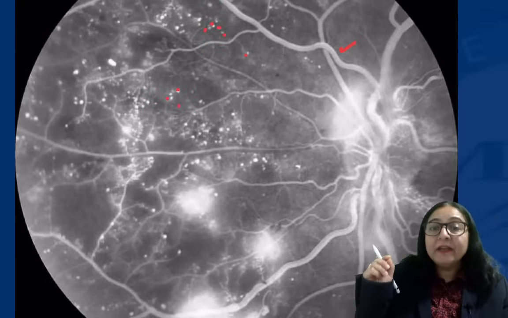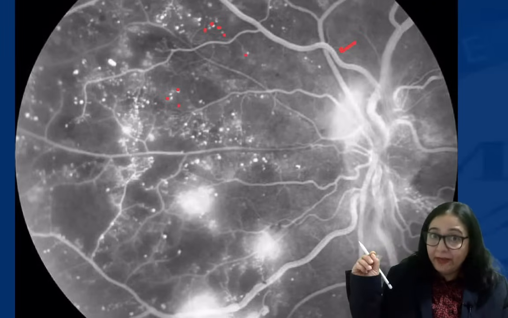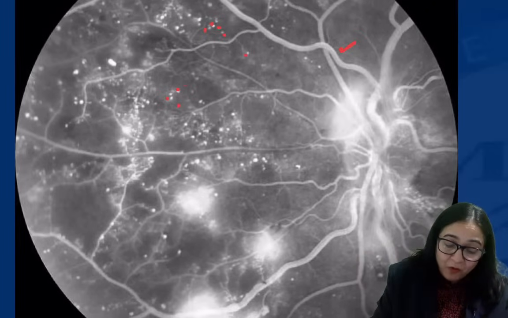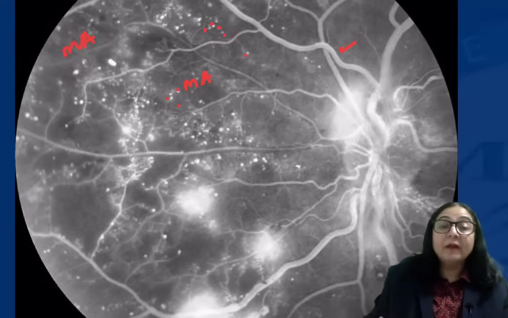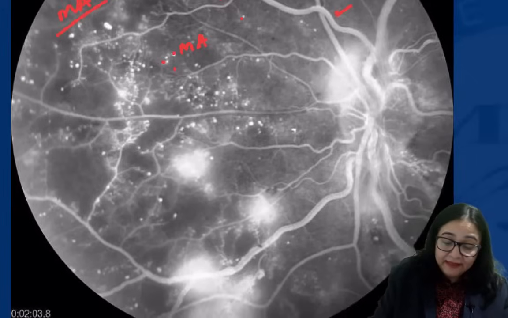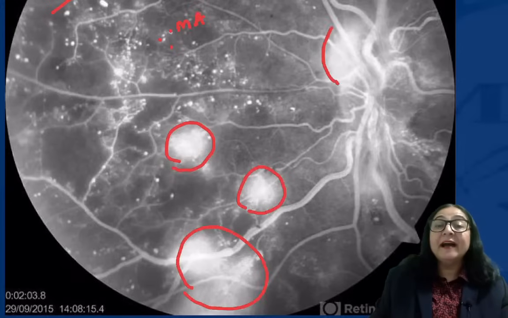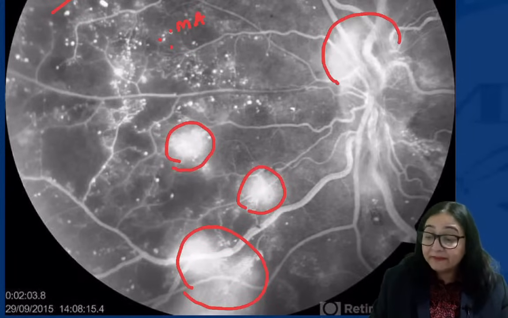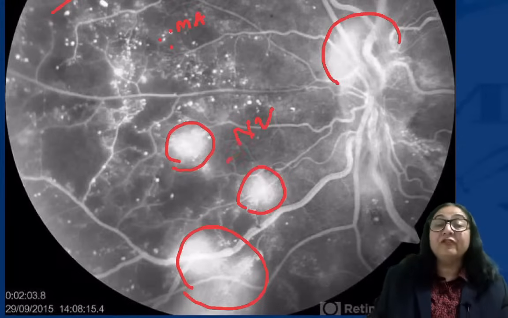These white dots which you are seeing here, we call them hyperfluorescent dots. They are your microaneurysms. All these white dots are your microaneurysms. And here in this area you are seeing the dye which is leaking from the blood vessels. So these are the areas of neovascularization.